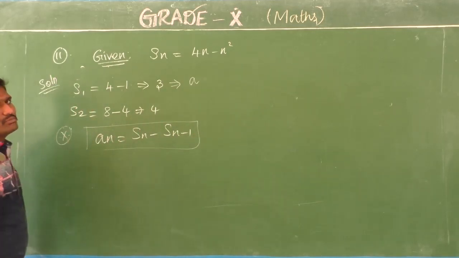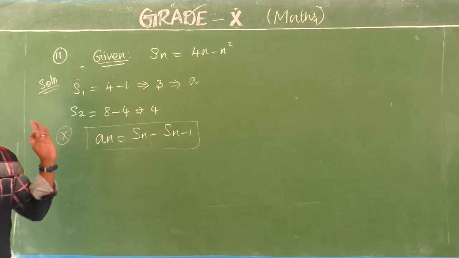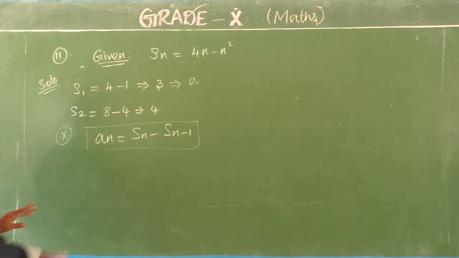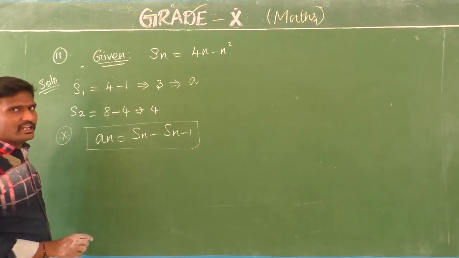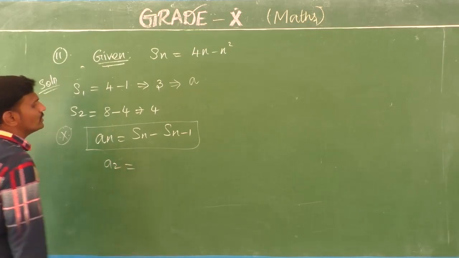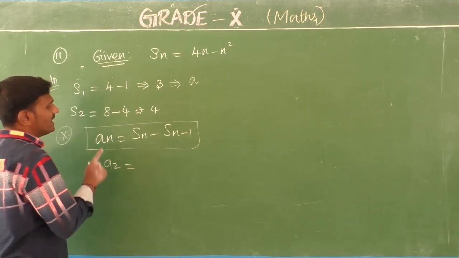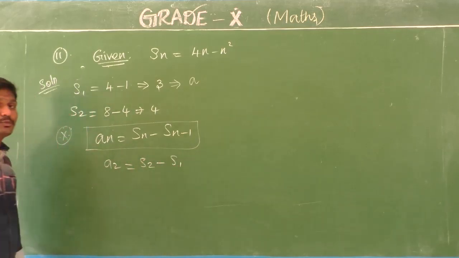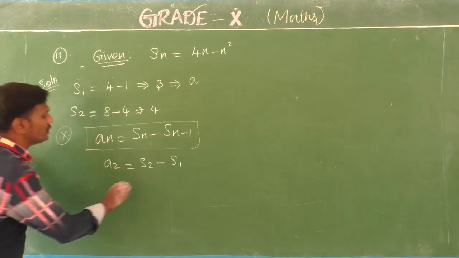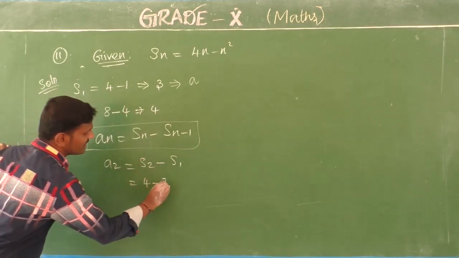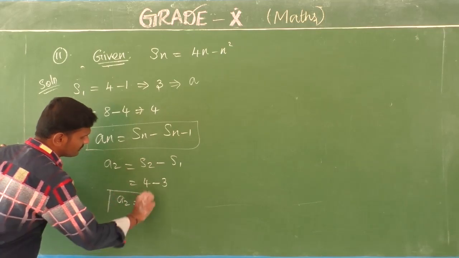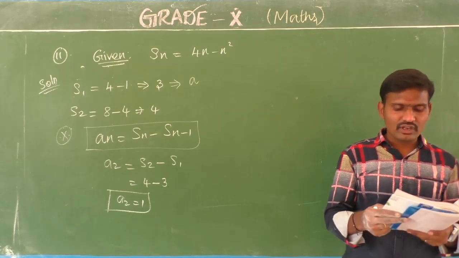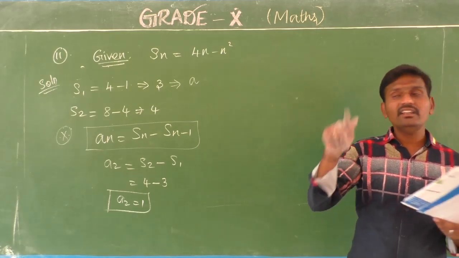So this is a very important concept. We are going to use it for the 1 mark question. An equal to Sn minus Sn minus 1. Already I explained this formula. Yes, students. Now for the second term, A2 is equal to S2 minus S1. You have the value of S2 is 4 minus S1 is 3. So A2 is equal to 1. So like that, I am going to find the third term and 10th term.